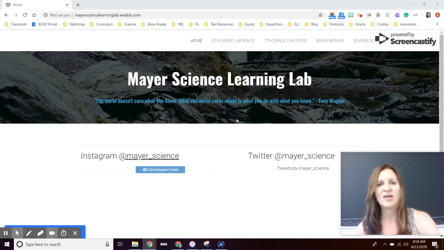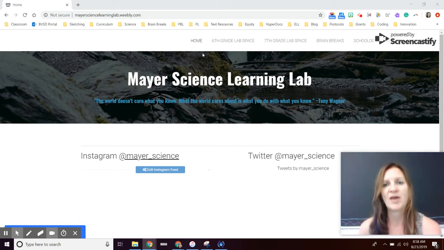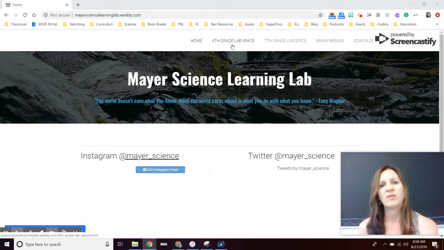So we're going to start off by looking up top here. What you'll see is we have a 6th grade lab space and a 7th grade lab space. I teach 4 classes of 6th grade and 2 classes of 7th grade. We have some brain break ideas. We'll be getting into those more with the kids in the next couple weeks. There is some information for parents on Schoology, which is a tool that we use pretty heavily in this class, as well as a tool called Seesaw that we also use heavily in the class, followed by my contact information.